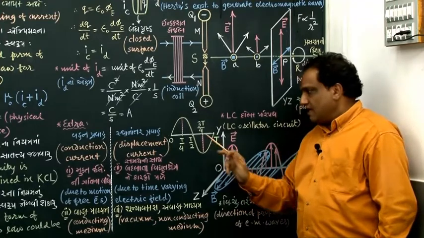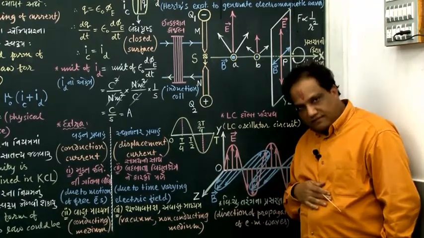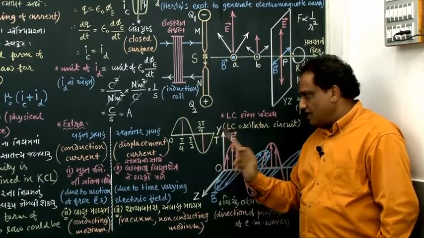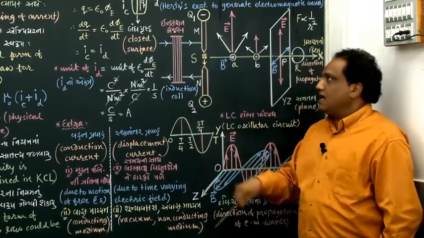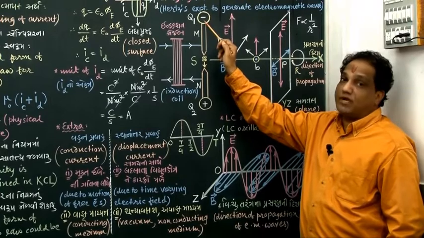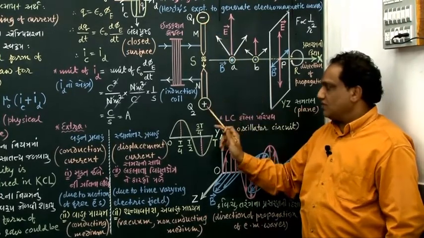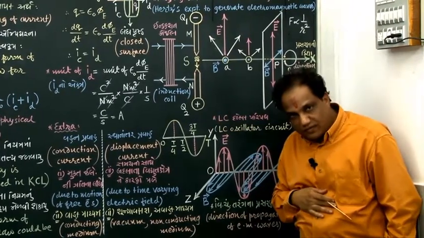But then, in the next half cycle, from t by 2 to t, it so happens that polarity is getting reversed. Now charge on this sphere would become positive and charge on this sphere would become negative. Fine.